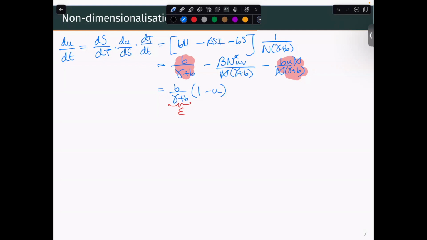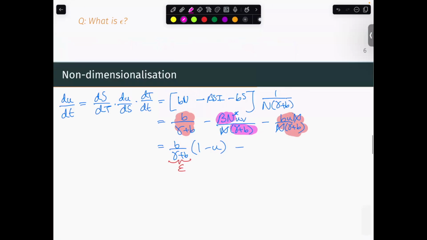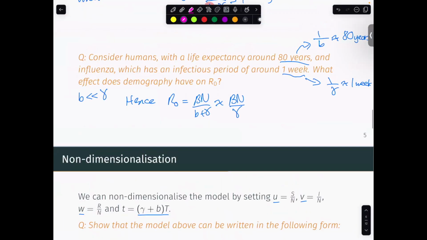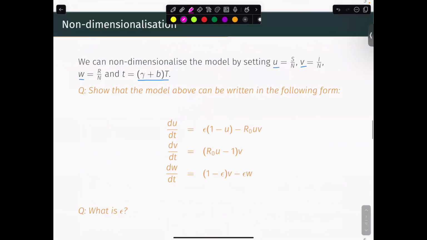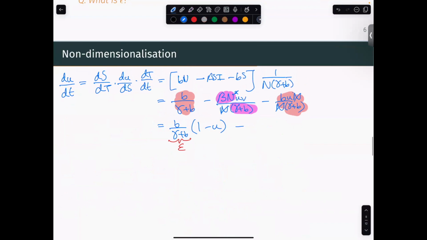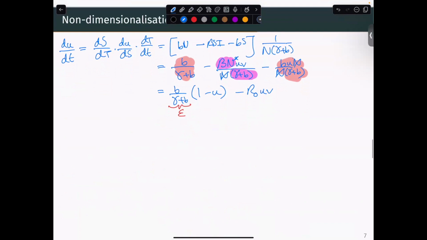Okay, so we still have this second term in the model. So we're going to have minus beta n u v over gamma plus b. I'm going to rewrite that based on our R0 from the previous slide. So note that this beta n over gamma plus b is just our R0 that we had previously. So we'll end up with R0 times u v. That's our rescaled equation for du dt.